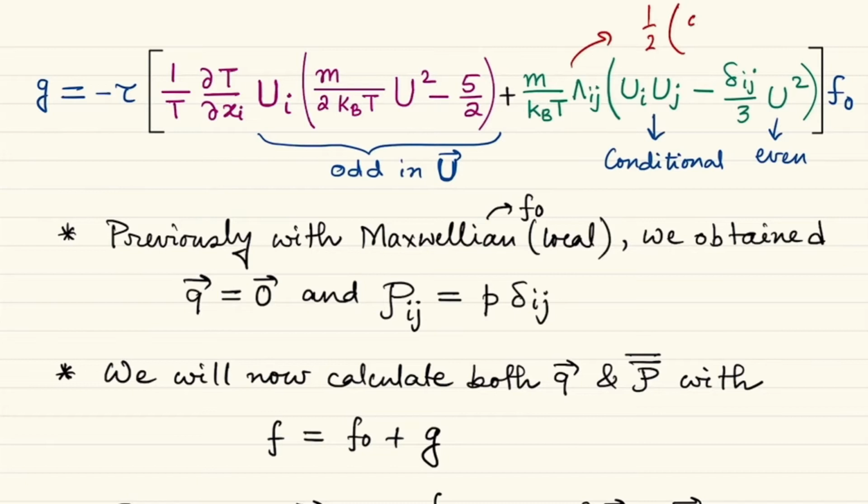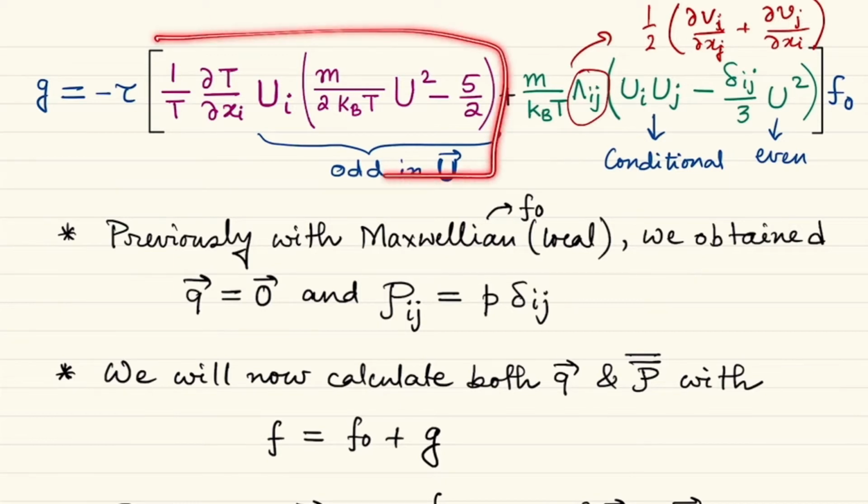It was like this, del vj del xi plus del, maybe I just write the other way around, but in any case that is not a problem because this is a symmetric tensor. Okay, so this is what lambda ij is. So one term should be proportional to the temperature gradient.